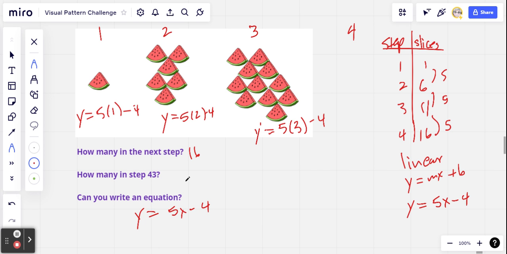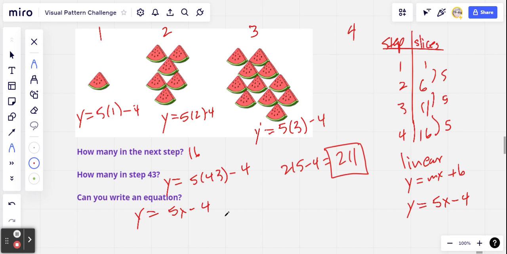Now, to determine the number in step 43, we're just going to plug 43 in for x. So y equals 5 times 43 minus 4. All right, what's 5 times 43? Well, 5 times 40 is 200, and 5 times 3 is 15. So that's 215 minus 4, and that equals 211. So 211 slices of watermelon in step 43.